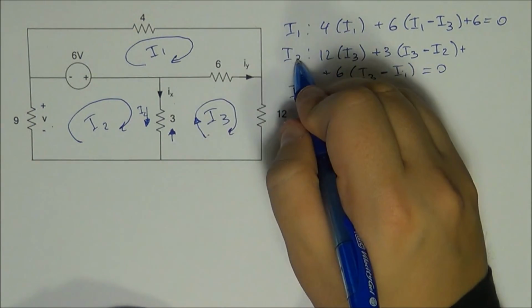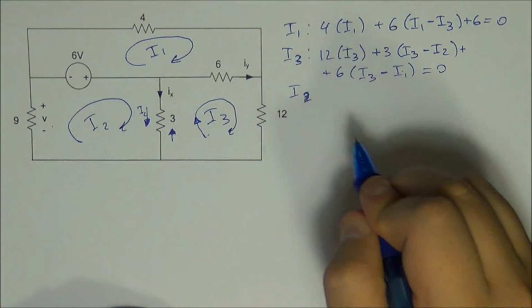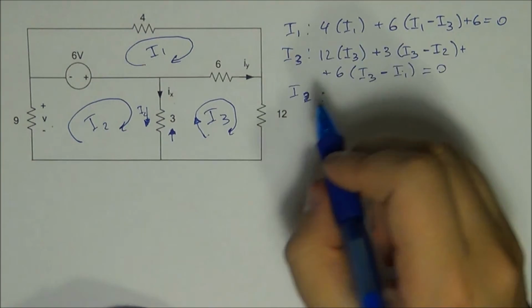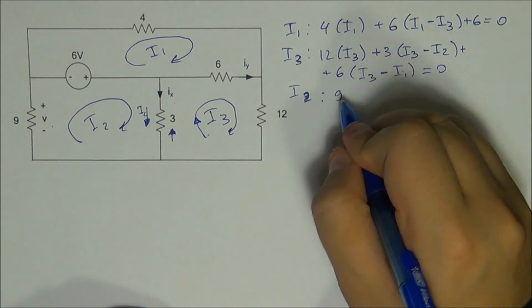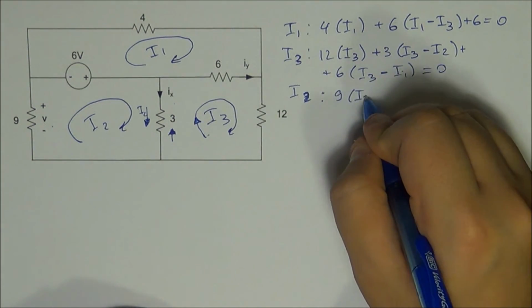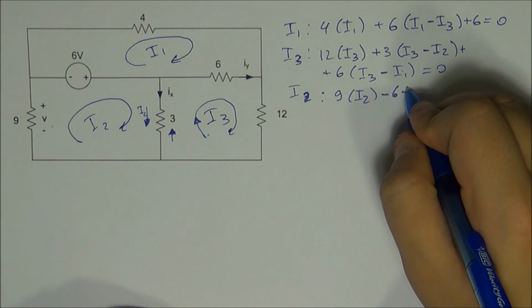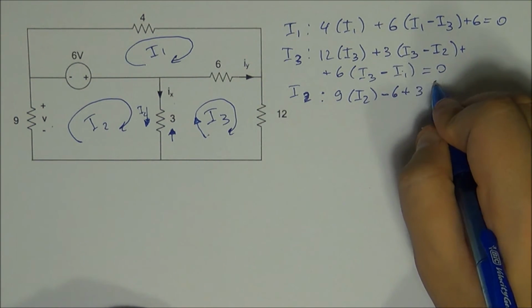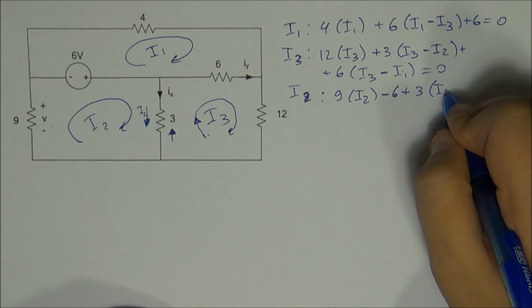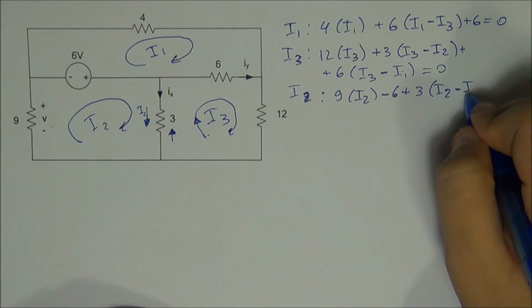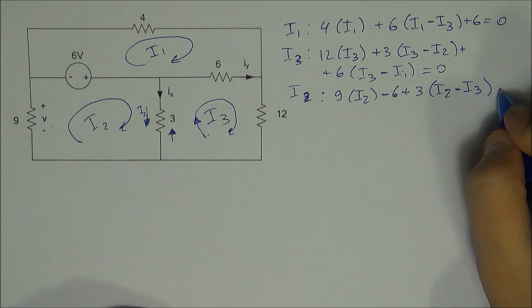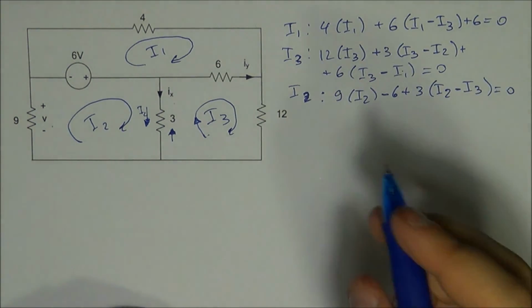Sorry, this was actually I3, and for I2 we have 9 ohm times I2 minus 6 volts plus 3 times I2 minus I3 equal to 0.